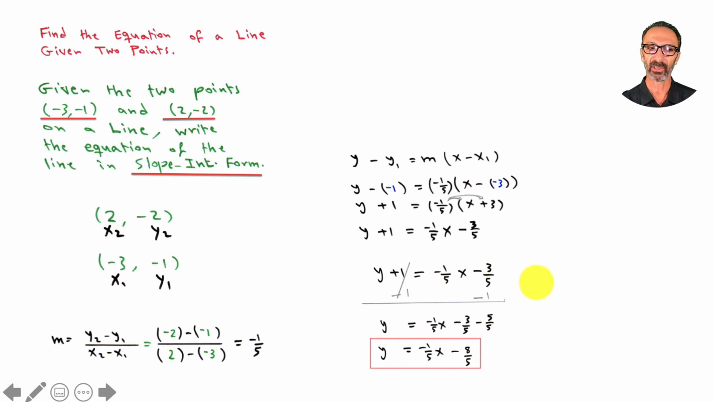One more time, you could practice, double check, and use the -2 instead. You're going to end up with the same answer, the same y-intercept, because we're dealing with the same line.